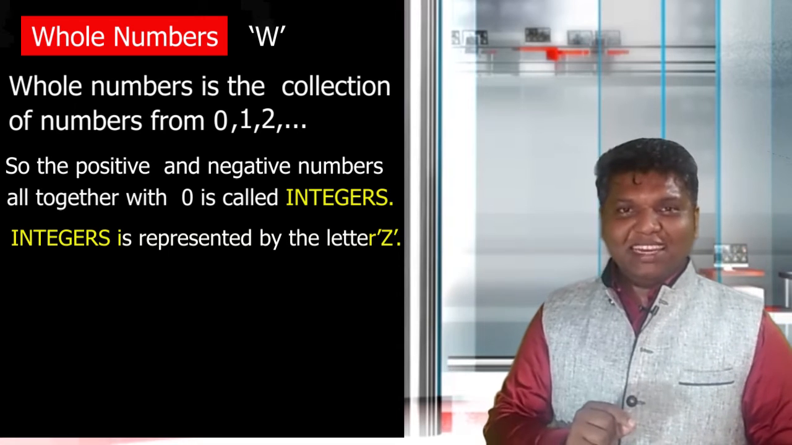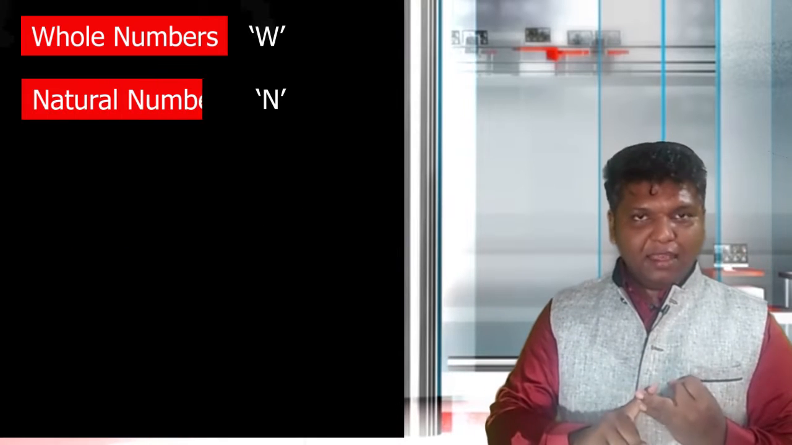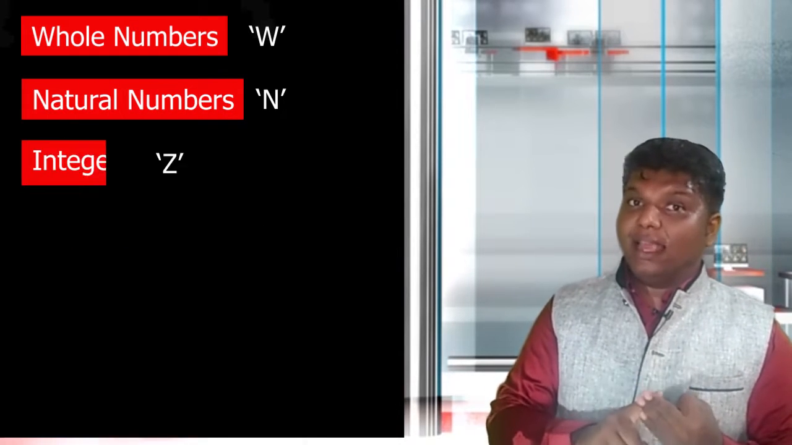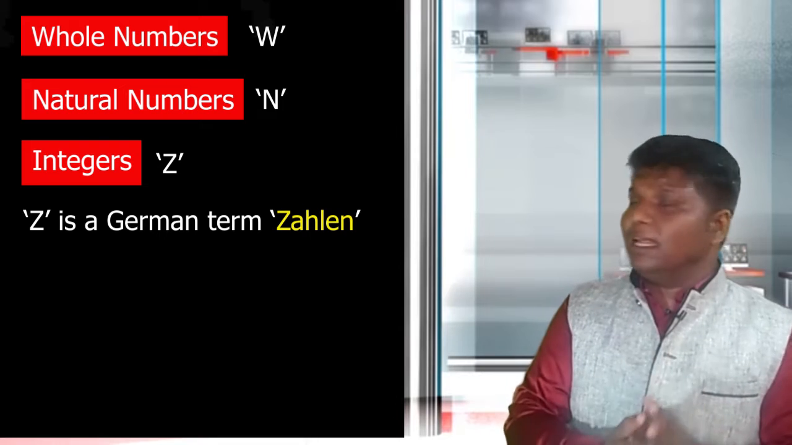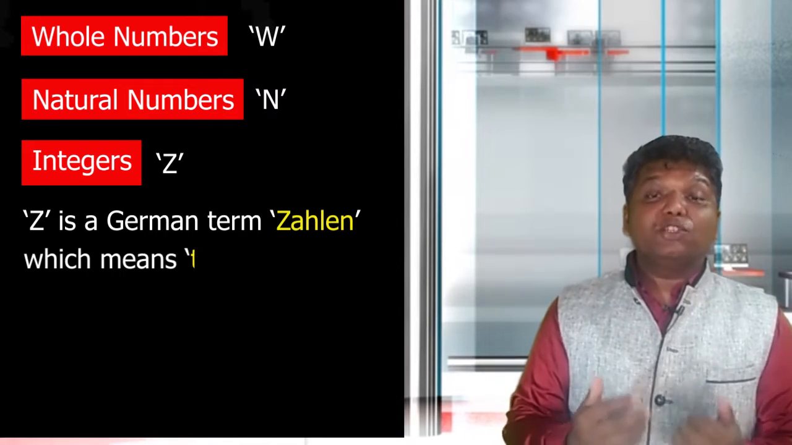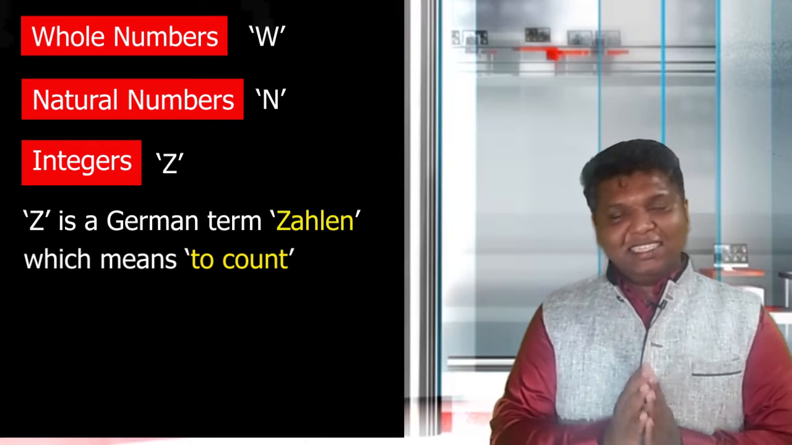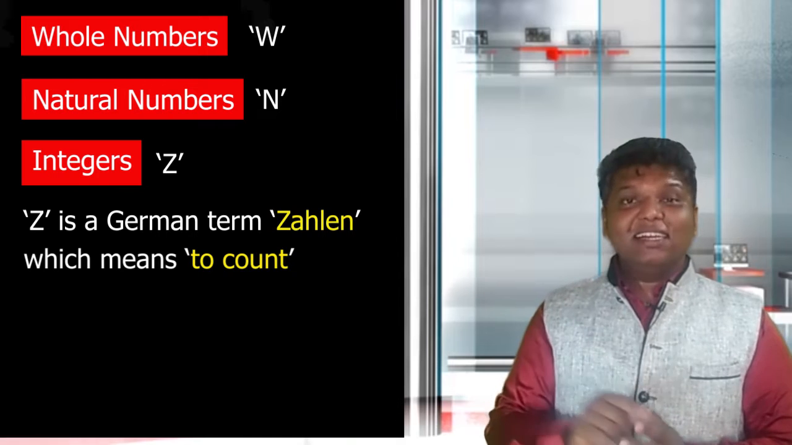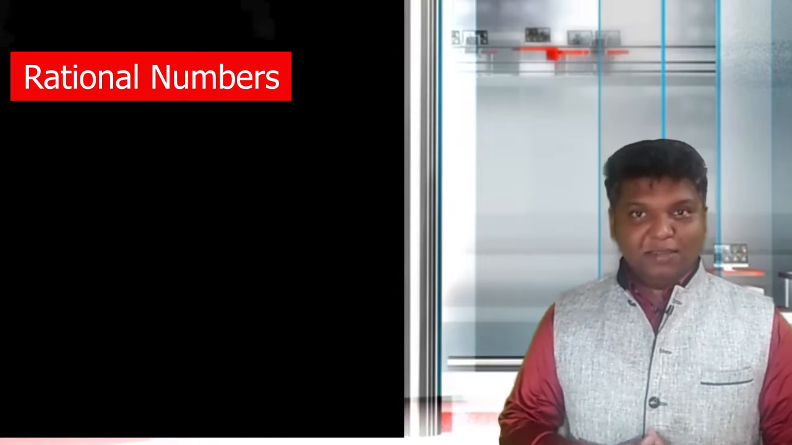Now you may be a little confused because whole numbers were denoted by W, natural numbers by N. Then why didn't we take I for integers? I will tell you. Z is actually from a German term, Zahlen, Z-A-H-L-E-N, and Zahlen means to count. That's why they denote the integers by using the letter Z. Clear? Next category, rational numbers.